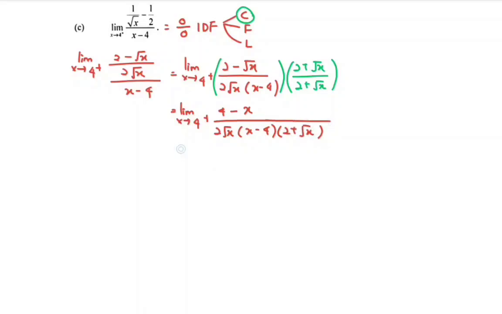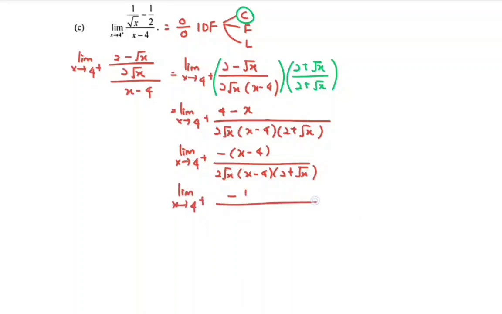Rewrite the situation. So limit when x approaching 4 from the right. Factor out the negative and we will have x minus 4, over, we have 2 set x, multiply with x minus 4, 2 plus with the set x. Simplify. So x approaching 4 from the right, we have negative 1, over, we have 2 set x, multiply with 2 plus with the set x.